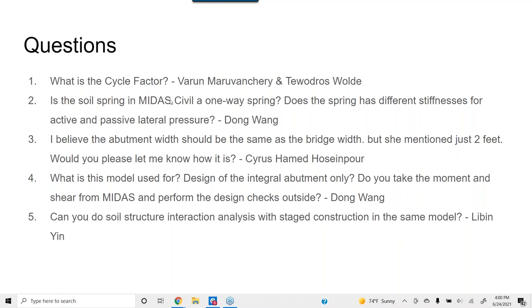For the cycle factor, I use the default value of 2. From my understanding, the thermal effect on the bridge in the summer causes passive earth pressure behind the bridge abutment because of the expansion of the deck, and in the winter it may cause the soil to slide behind the abutment because of the contraction of the deck.